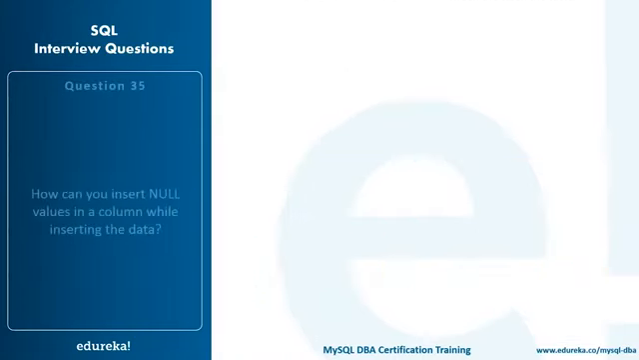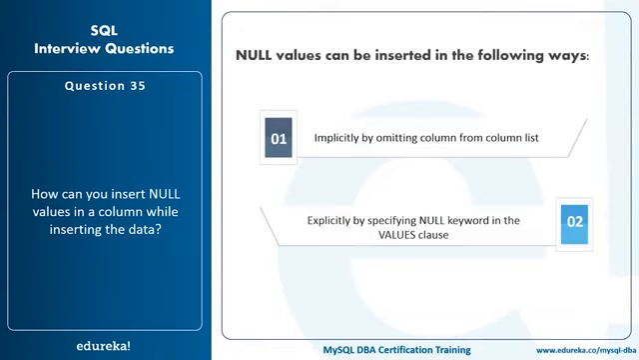Now let's move forward to our next question, that is how can you insert null values in a column while inserting data? To insert null values in a column while inserting the data, you mainly have two ways. That is either implicitly by omitting columns from a column list, or explicitly by specifying the NULL keyword in the VALUES clause. So guys, these are the two ways through which you can insert null values in a column while inserting the data.